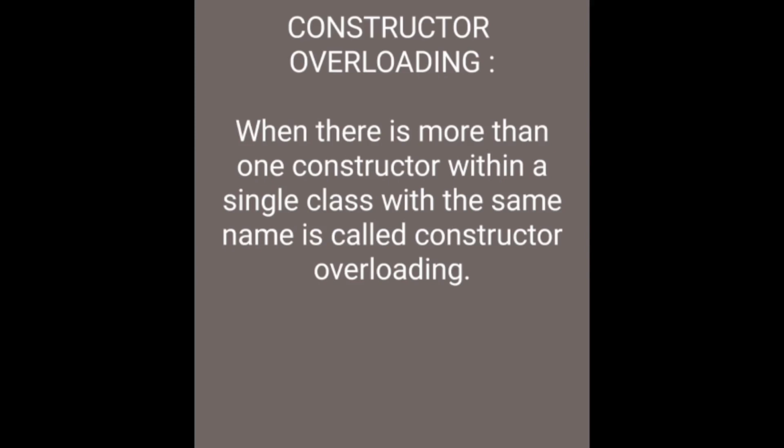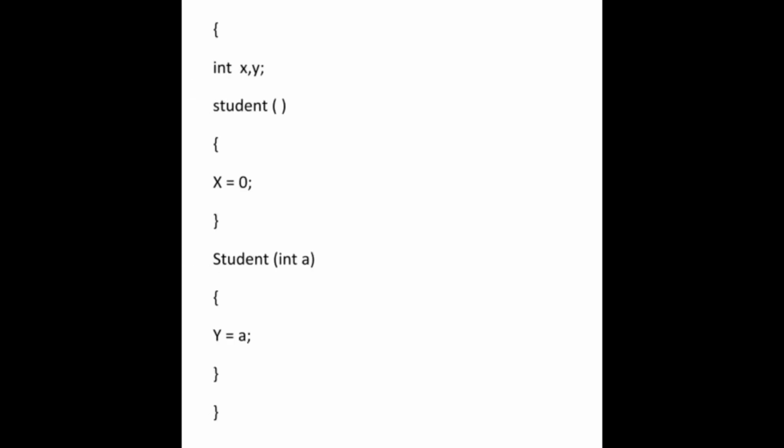Now I'd like to explain this constructor overloading with a short program. If you see this small program segment for constructor overloading, a class name is given, which is Student. So the program starts with a class and its name. Just below the opening curly brace of the class, two instance variables are given, that is int x and y.